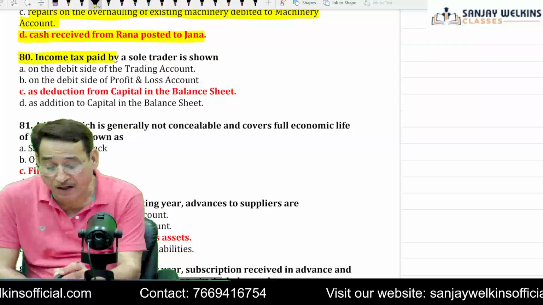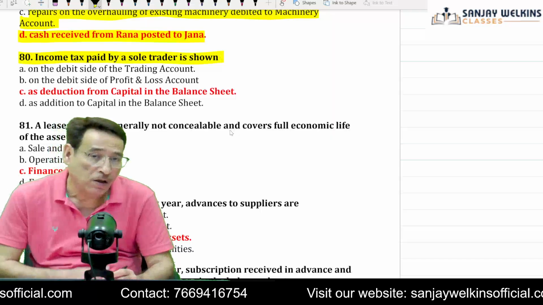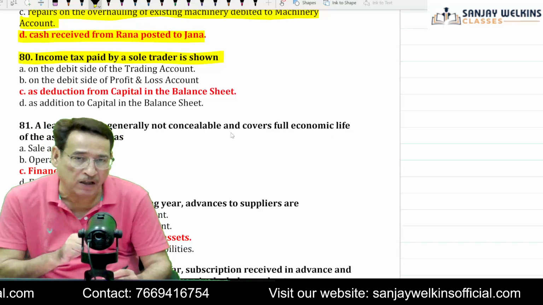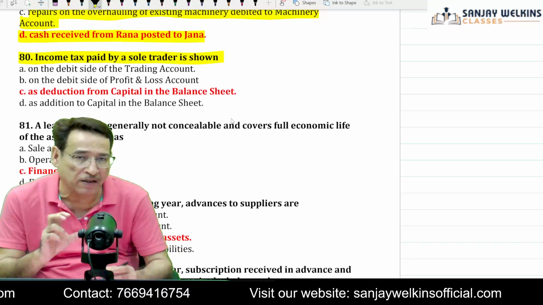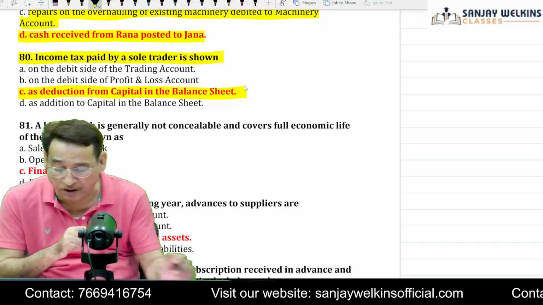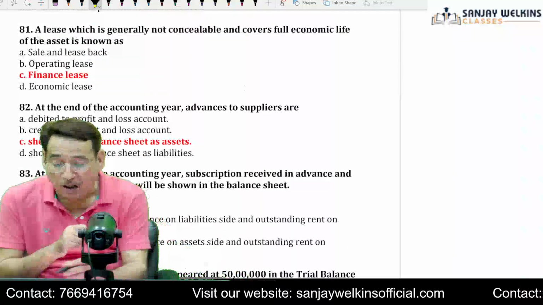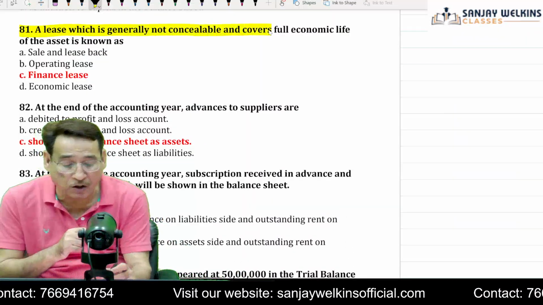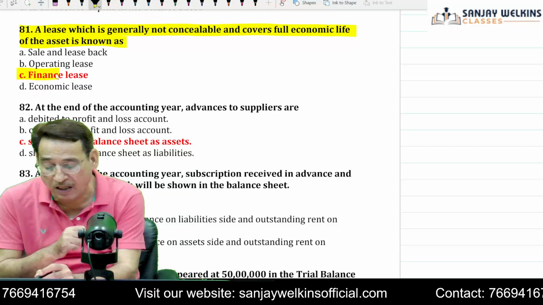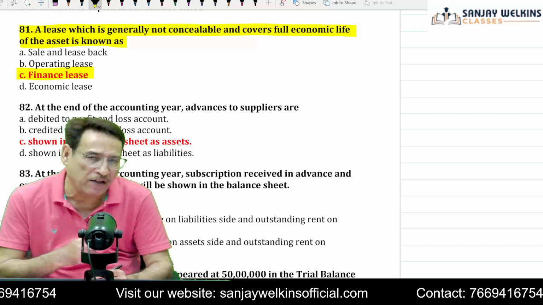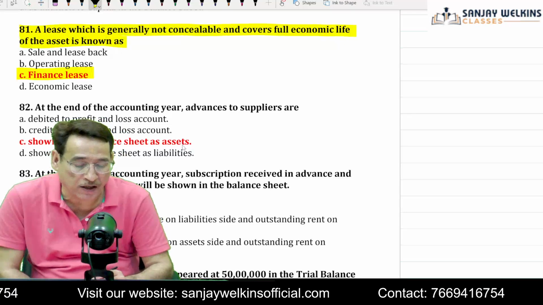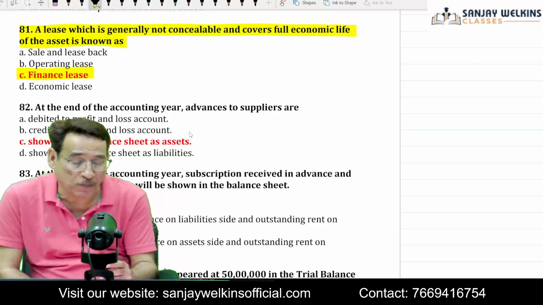80. Income tax paid by sole proprietor or sole trader is considered as a personal expense. So it is reflected as a deduction from capital in the balance sheet. So that is why C will be your correct answer. A lease, which is generally not cancelable, covers full economic life of the asset, is known as finance lease. Generally, finance lease is not cancelable, correct? It cannot be cancelled. And it covers majority period of economic life.